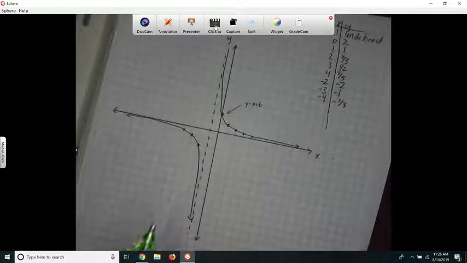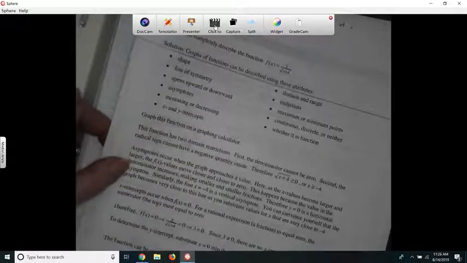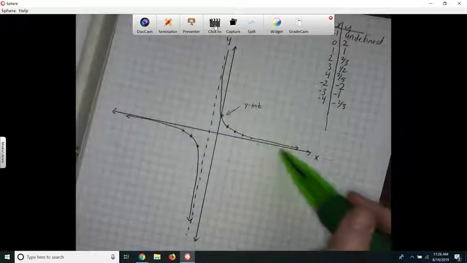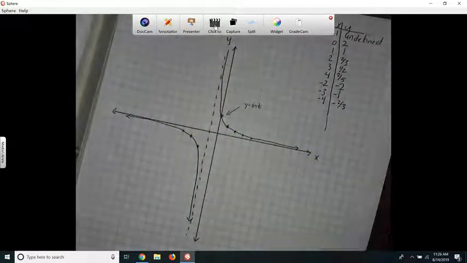What else am I asked to do? I have to completely describe it. So when we describe graphs, we say stuff like whether they're increasing or decreasing. Actually, it's right in here in your packet. I can say the shape and the domain and the range and the endpoints. So sometimes some of this stuff doesn't really apply. Like opening up or downward, it kind of opens to the side and the other side. Increasing and decreasing, I guess you could say it's decreasing.